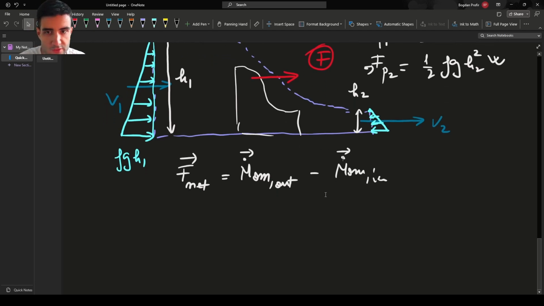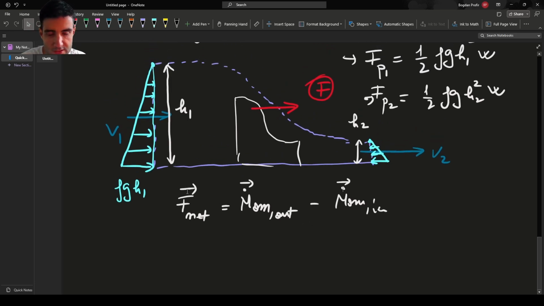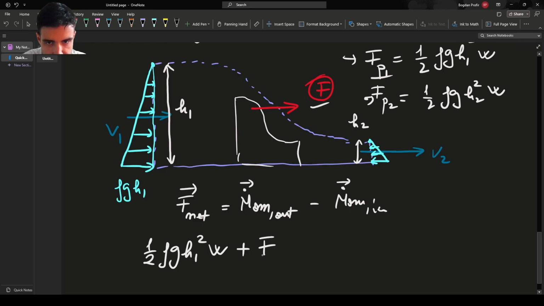And let's see what we have. So in terms of the net force, we've got three forces. Two of them are to the right, so that is F and Fp1. So we have Fp1 as 1/2 rho g h1 squared w, and then plus F, and then minus 1/2 rho g h2 squared w.